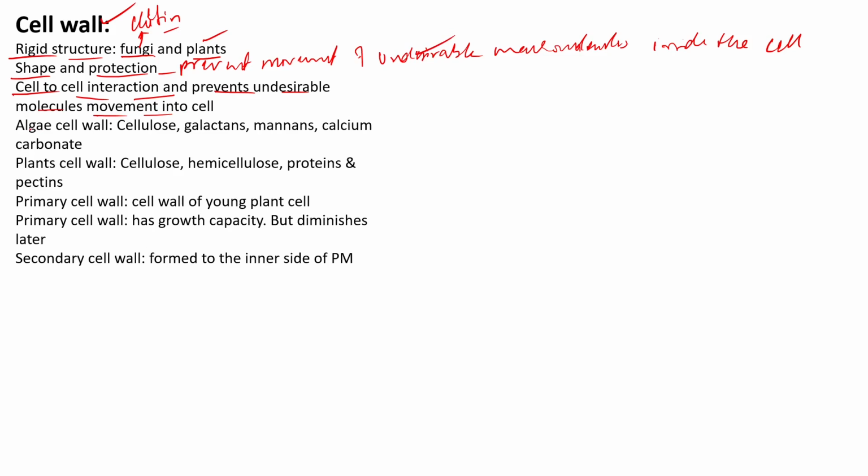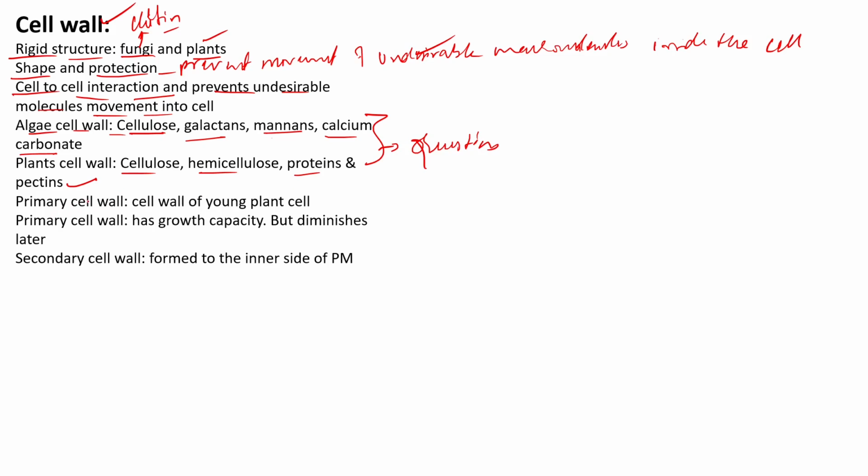Now, if you look into the chemical composition, for example, the algal cell wall is mainly made up of cellulose, galactans, mannans, and also minerals such as calcium carbonate. But the plant cell wall is mainly made up of cellulose, hemicellulose, proteins, and pectins. Okay, so again, vital for your questions. Remember this.